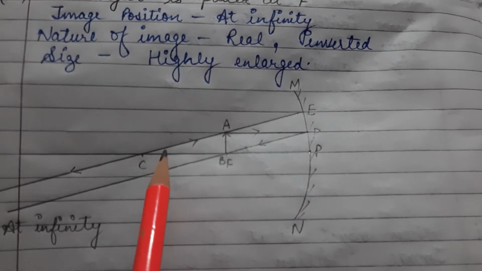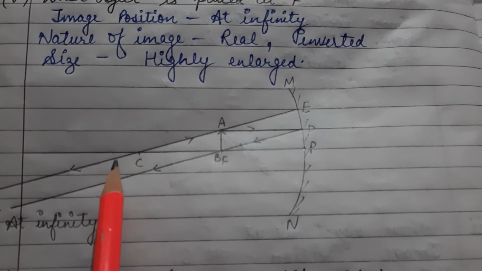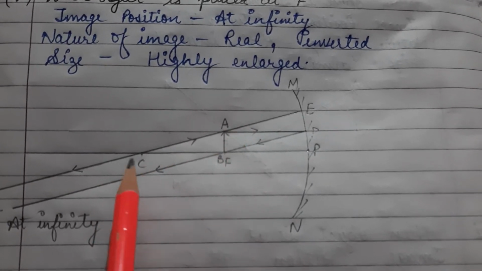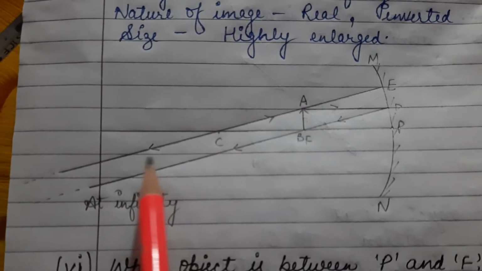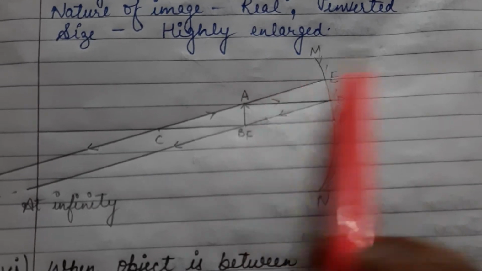And another rule is that when a ray moves through the center of curvature after striking, it will revert back through the center of curvature. So here the image will be formed at infinity, and that will be highly enlarged.